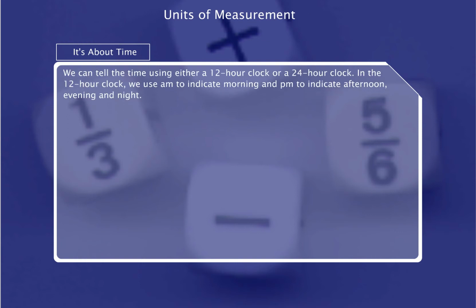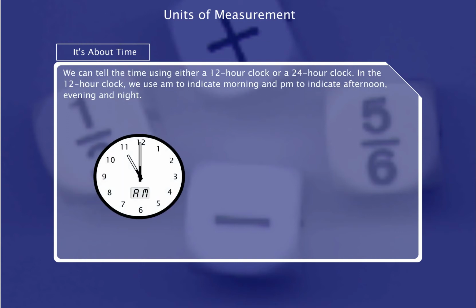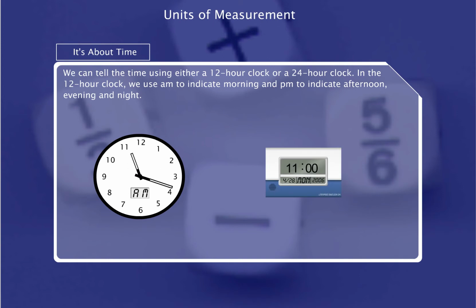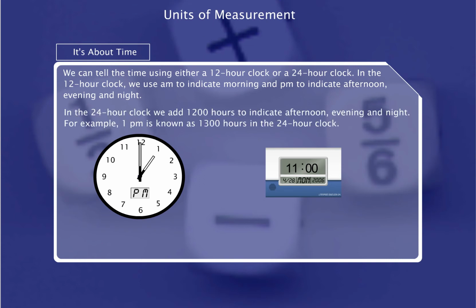We can tell the time using either a 12-hour clock or a 24-hour clock. In the 12-hour clock, we use AM to indicate morning and PM to indicate afternoon, evening, and night. In the 24-hour clock, we add 12 hours to indicate afternoon, evening, and night. For example, 1 PM is known as 1300 hours in the 24-hour clock. Can you fill in each box with the correct time?